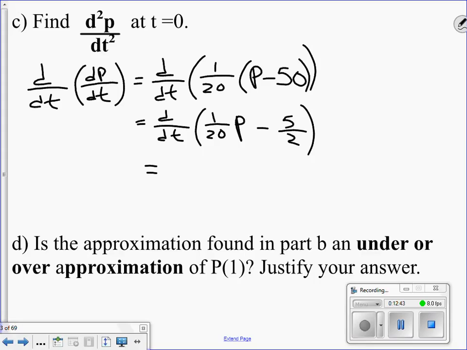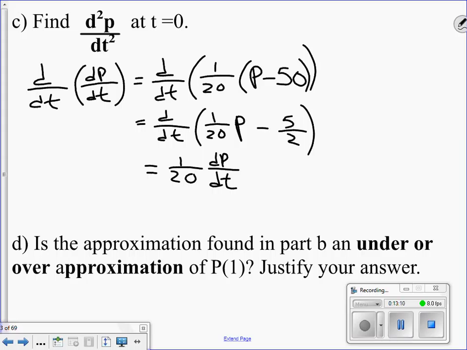What is the derivative of 1/20th P with respect to t? 1/20th dP/dt. And then the derivative of 5/2 is 0, so we don't have to worry about that.